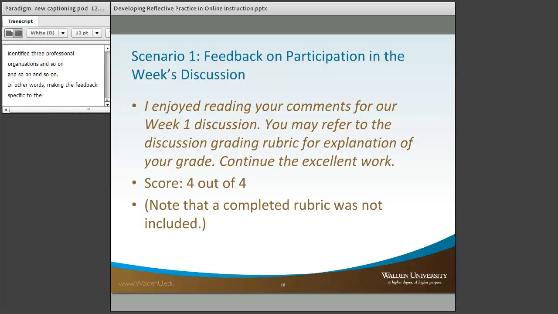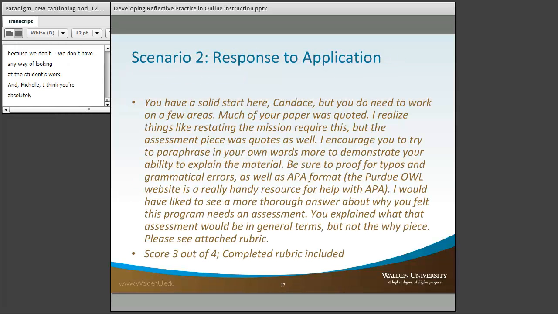And of course, we really don't have any way of knowing if the score of 4 out of 4 here was accurate, or make a determination, because we don't have any way of looking at the student's work. And Michelle, I think you're absolutely right. It does look a little bit canned. Let's move on to scenario number 2.